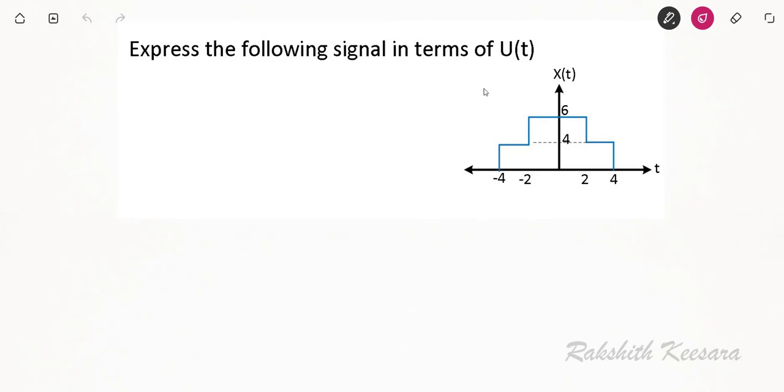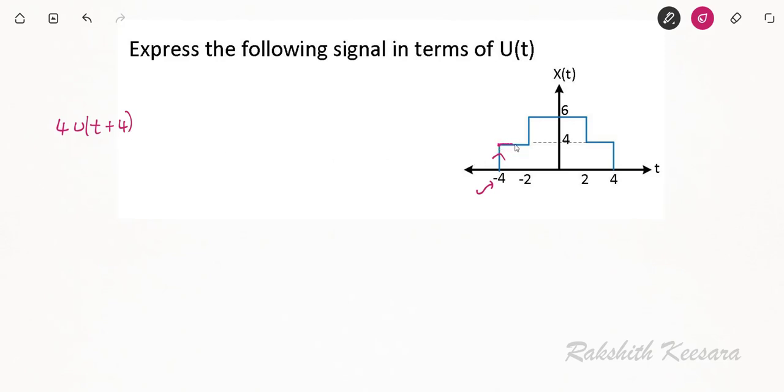Express the following signal in terms of u of t. We will follow a shortcut procedure here. First, let us start from -4. Here the amplitude is increased by 4. At the point -4, that is u of t plus 4. This is on the left side, that's why I am writing u of t plus 4. If it is on the right side, I should write u of t minus 4.